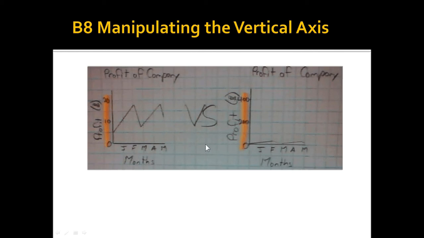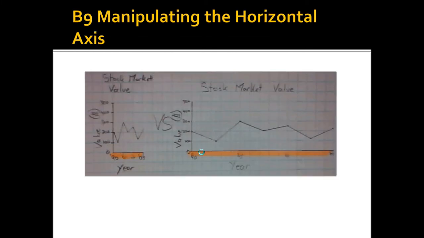It's the same data, just two different graphs. They're legal, and yet they're lying to you because they're trying to convince you of something. In this case, they're trying to show you that the company is making hardly any profits at all. In this case, they're trying to show you that, hey, they're making lots of profits. Why they would do that, I don't know, but it's possible.